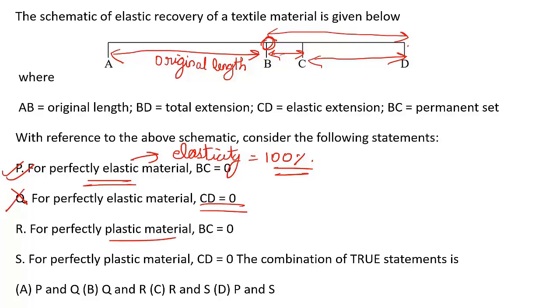R: for a perfectly plastic material, BC is equal to 0. If it is plastic, then BC cannot be 0, because if BC were 0, it would be a 100% elastic material, where from point D it reaches point B. So it is wrong. S: for a perfectly plastic material, CD is 0. CD is the elastic extension.